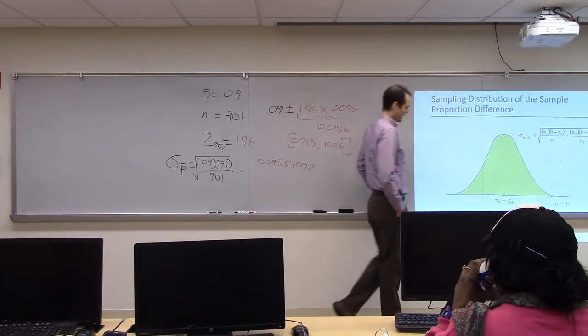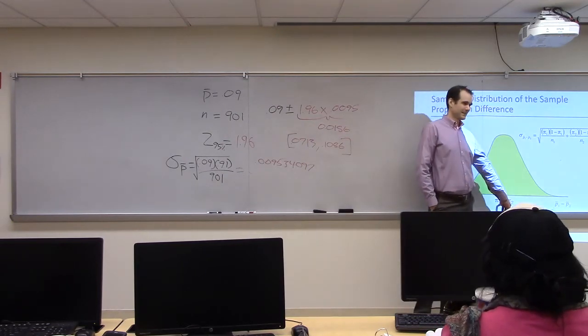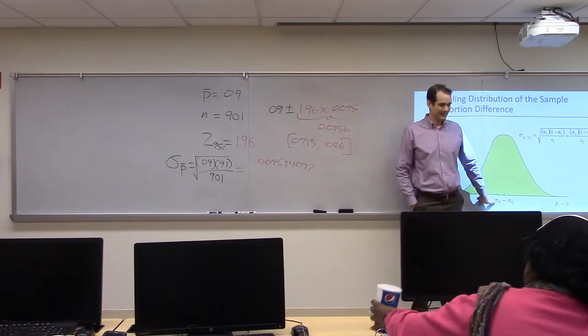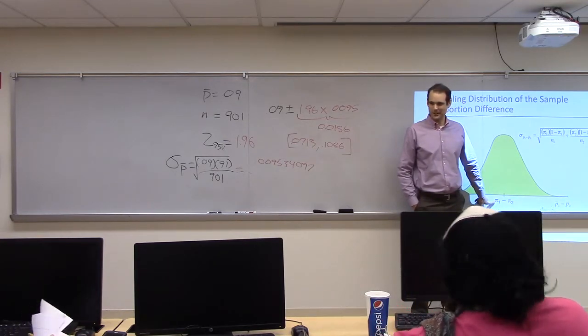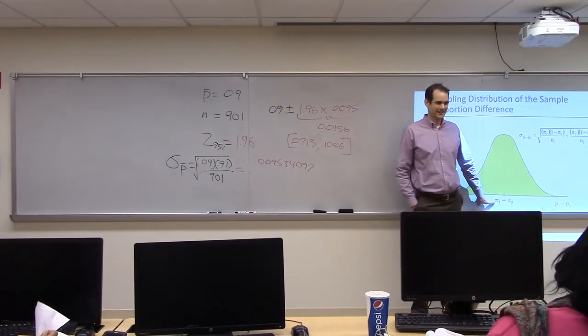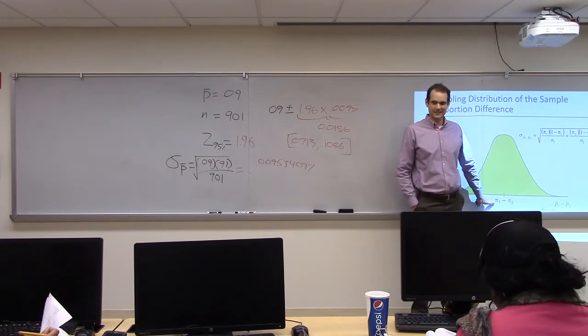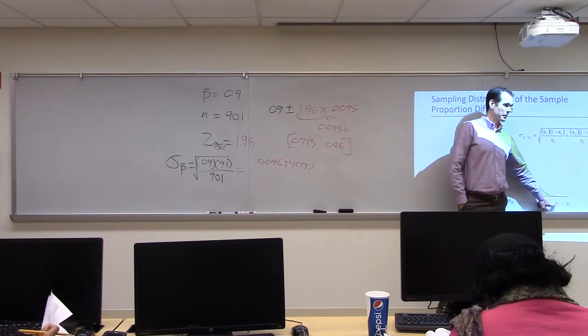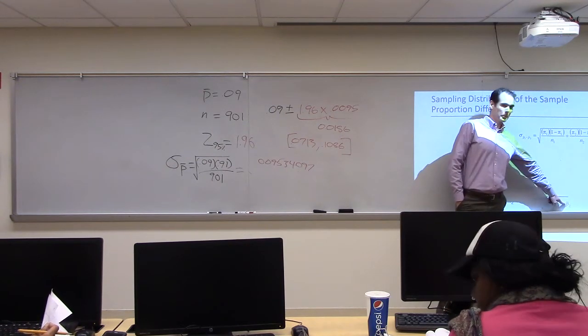What is the right answer? Someone read this to me. The right answer is p-hat one minus p-hat two. So this P with a bar over it is sample proportion 1, and this is sample proportion 2.